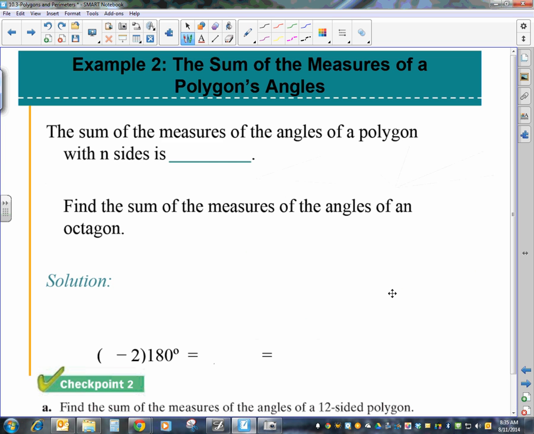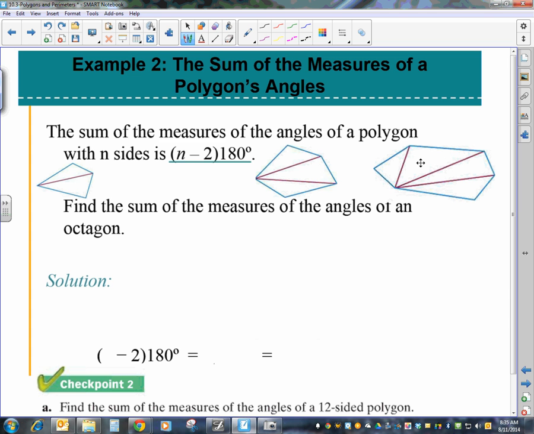Remember, the sum of the measures of the angles of a polygon with n sides is n minus 2 times 180. And just to give you a visual on that, however many sides you have, 1, 2, 3, 4, think about how many triangles can be formed. 4 sides gives me 2 triangles. 5 sides gives me 3 triangles. 6 sides gives me 4 triangles. So it's always the number of triangles that you get times 180.